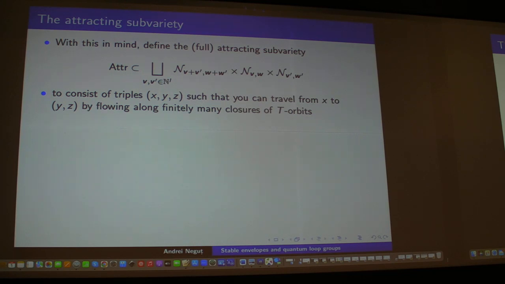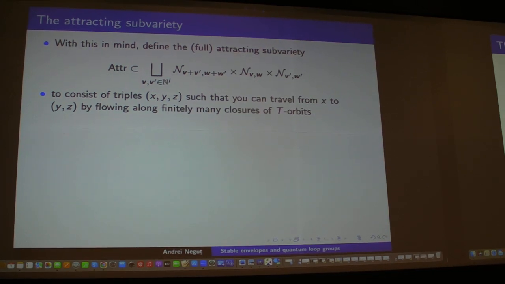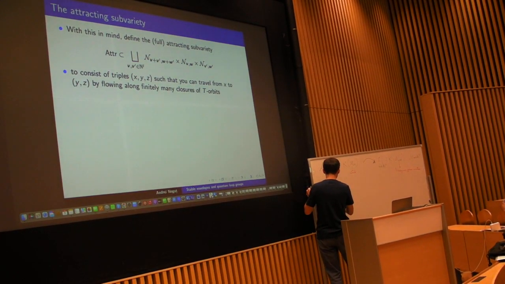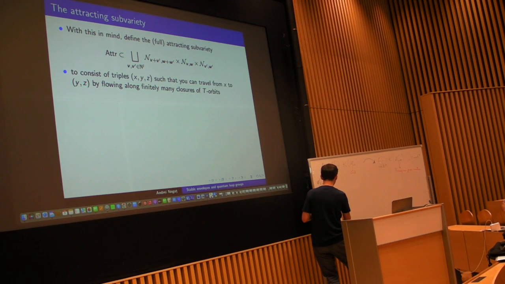Let me draw a picture. So think of this picture as living inside N, V tilde W plus W prime. And you can think of this thing as being the fixed point set, which we remember is N V W times N V prime W prime.